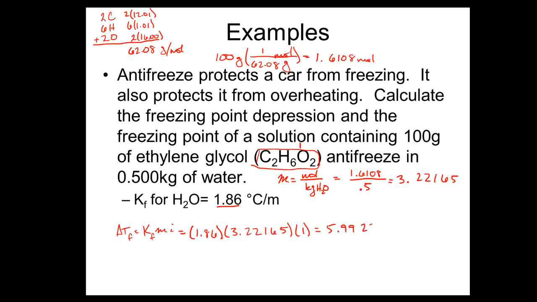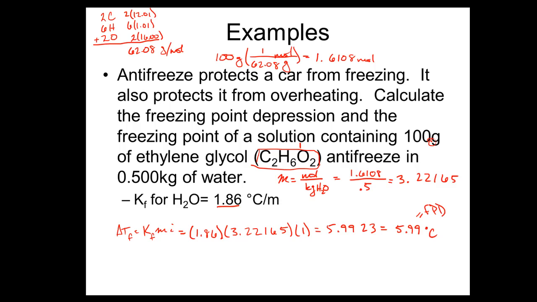5.99226, 5.9923. All right, so now let's think about sig figs. Let's just assume this has a decimal point in here, because why not? So that's 100 grams, and this is 0.5, so they both have 3 sig figs. So we're going to round to 3 sig figs, so this becomes 5.99 degrees Celsius. All right, so this is our freezing point depression. We'll call it FPD. So that's how much our temperature went down.